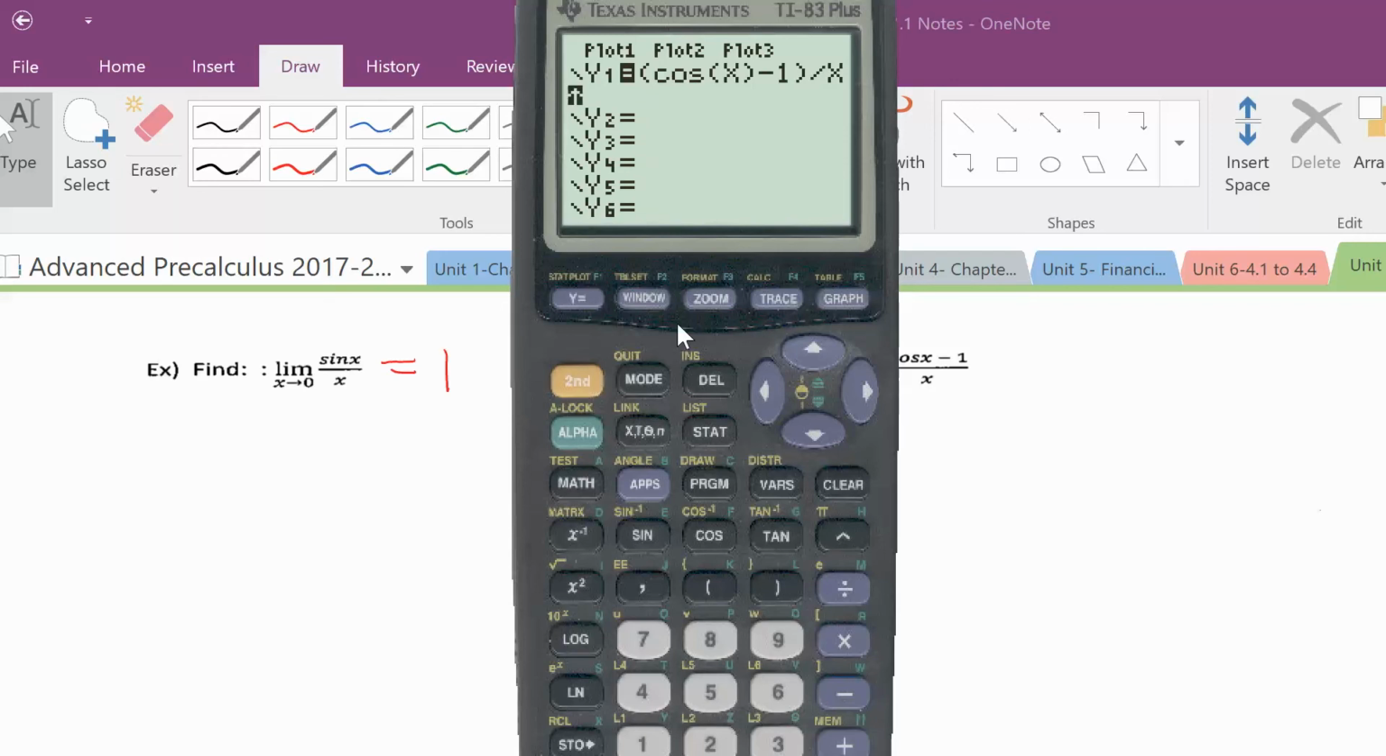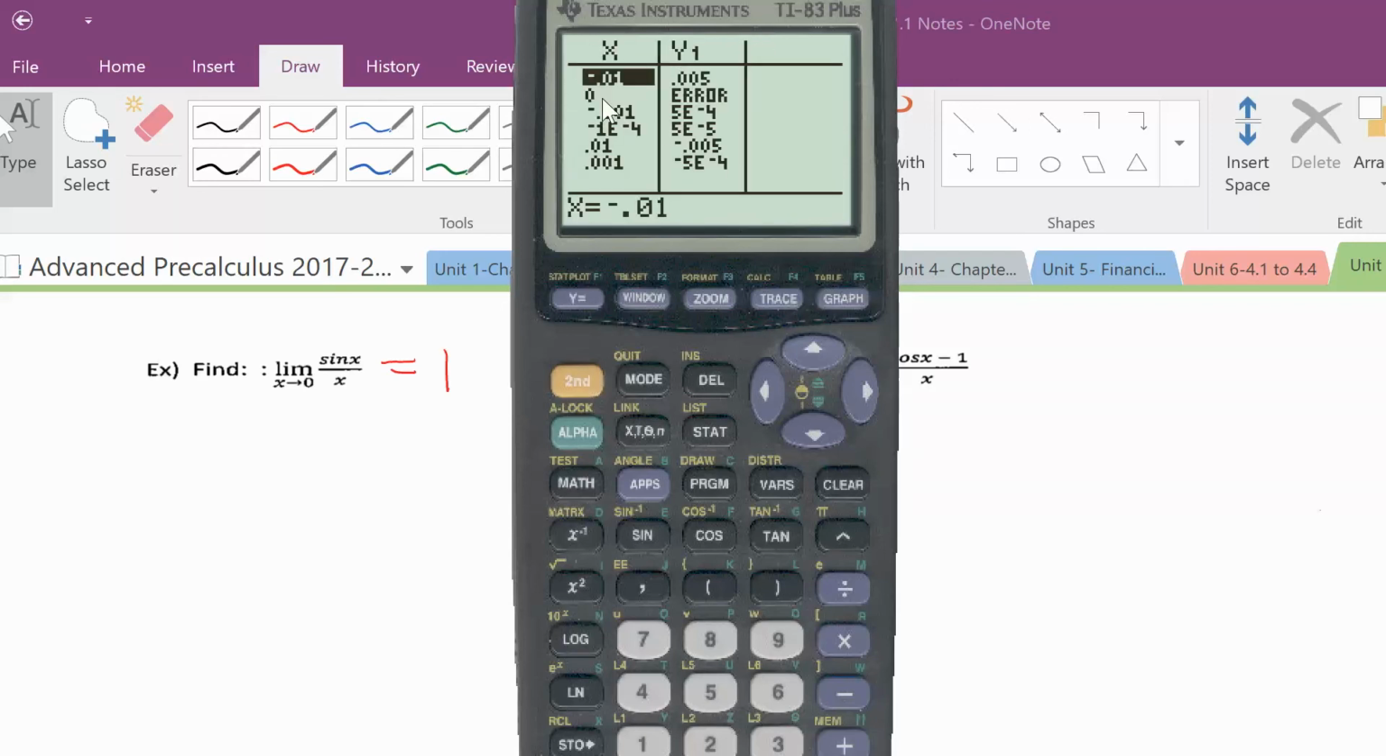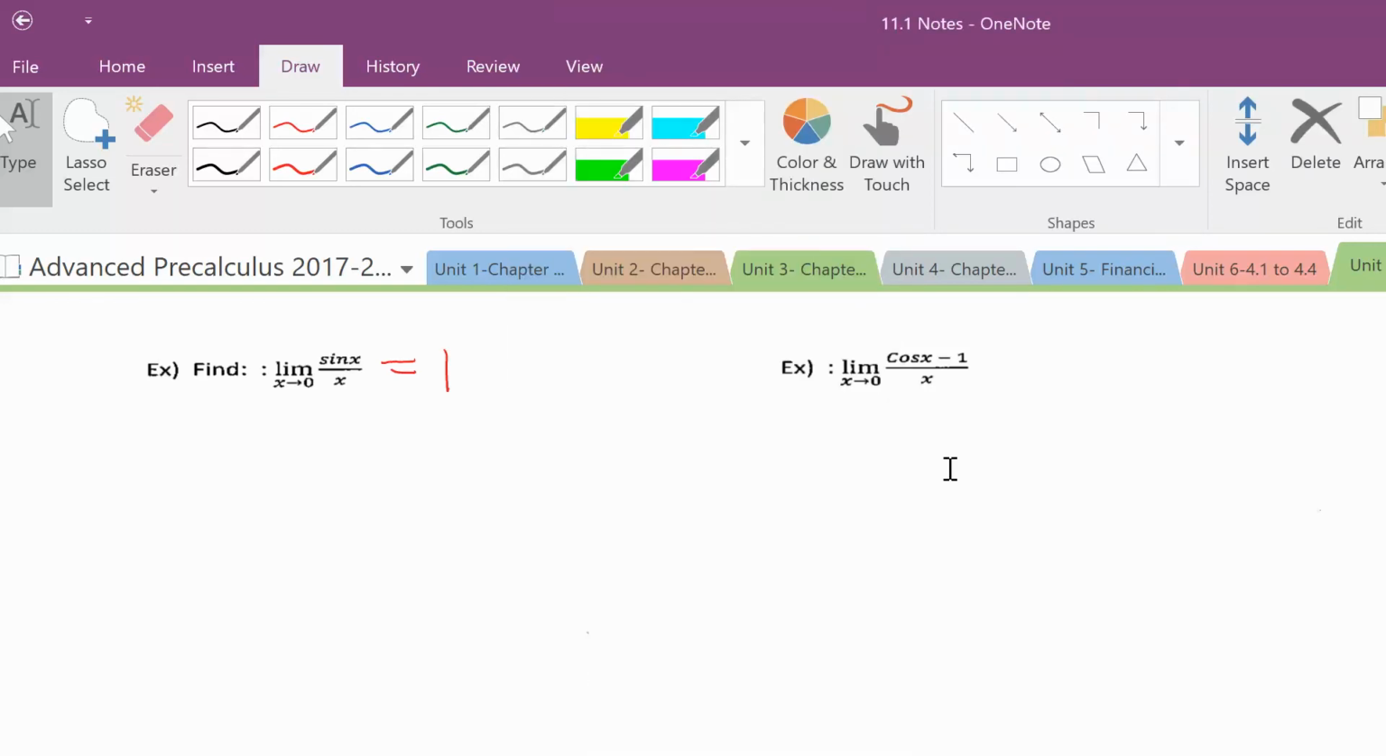And then we do the table, and notice it'll already change the values for us. The 0 shouldn't be there. So notice 0.005, and then 5e to the negative 4th means it's 0.00005. So notice as you look at these values, as they're getting closer to 0 on both sides, y is approaching 0. So that's how you make the tables on your calculator.